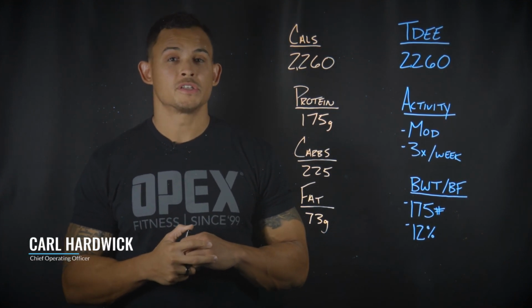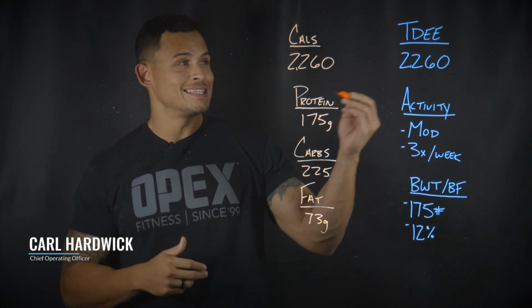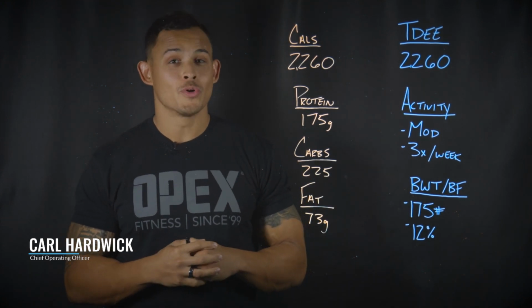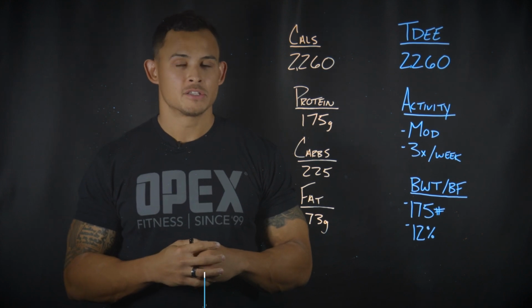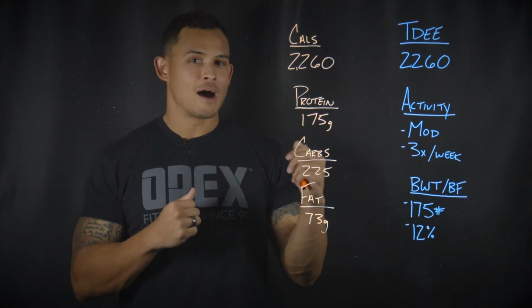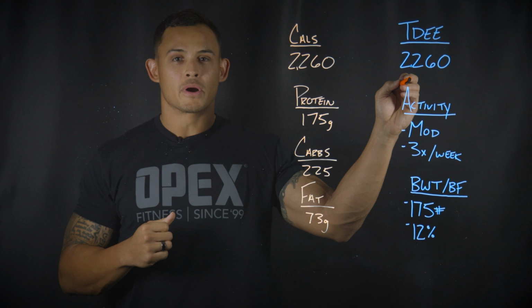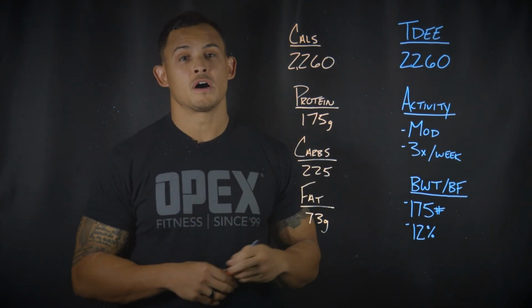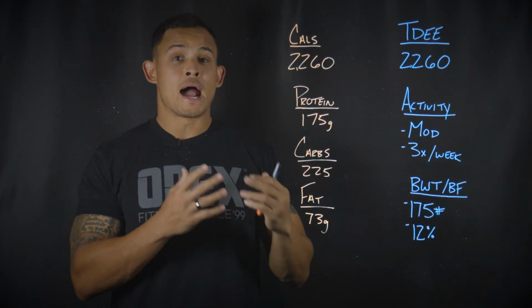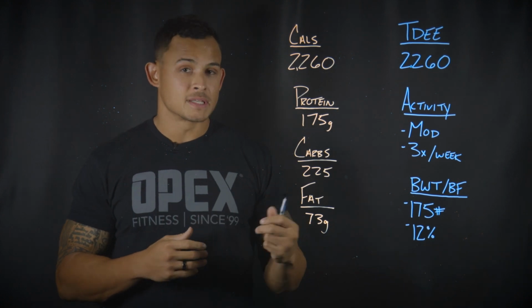Last week, Georgia took you through how to get to TDEE, or Total Daily Energy Expenditure. So she walked through all of the variables and how she got to this 2260 number. So I'm just going to continue right where she left off, and I want to prescribe a macro profile based on some things that Georgia laid out.